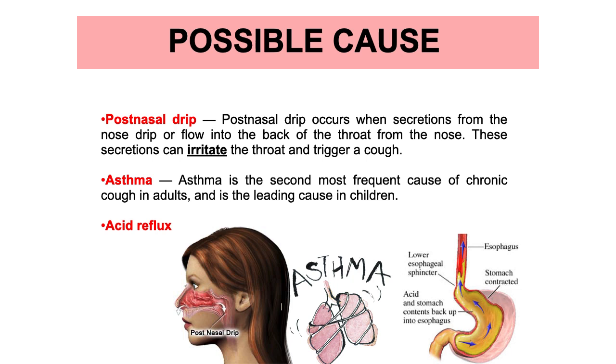Another possible cause of coughing would be asthma. So asthma is the second most frequent cause of chronic coughs in adults and is the leading cause in children. So, di ba kasi pag hirap huminga, parang naninikip yung lalamunan, so nata-trigger yung cough reflex.